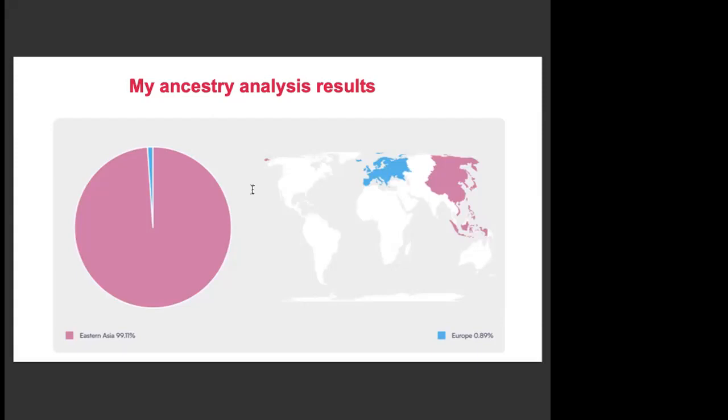But if you buy those kits, you do a swab, send it back to the lab, and they'll send you the result, telling you how much percent you are from Finland, how much from France, Germany or Italy. That's from 23andMe. This is from Ancestry, another company. But the biggest company is 23andMe. They are dominating the market. This is another company.